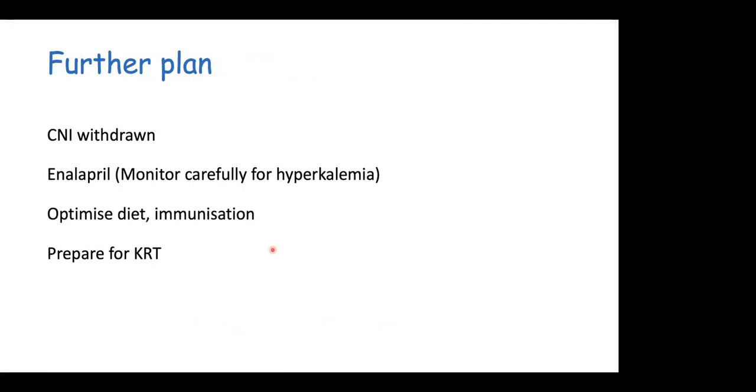So the plan here would be, once you realize that the child is progressing, CNI will be withdrawn. Put them on antiproteinuric agents, chiefly enalapril. But remember that these children progress rapidly, so you need to monitor them carefully because enalapril may act as a double-edged sword. The moment you realize that the child is progressing faster and hyperkalemia starts setting in, then you might have to get them off enalapril. Optimize their diet, important to immunize them and prepare them for kidney replacement therapy.